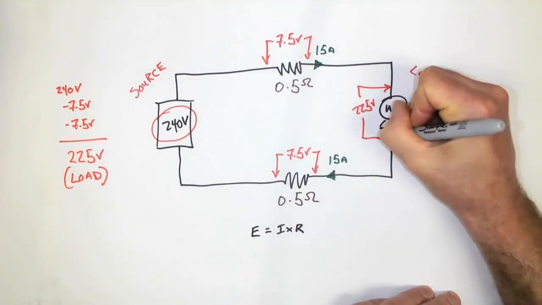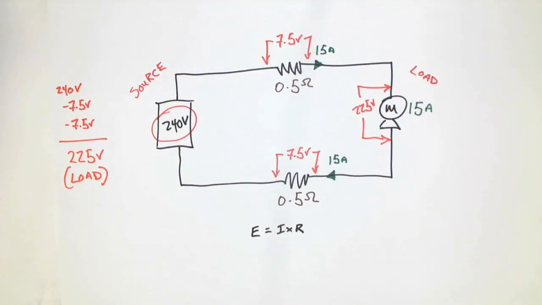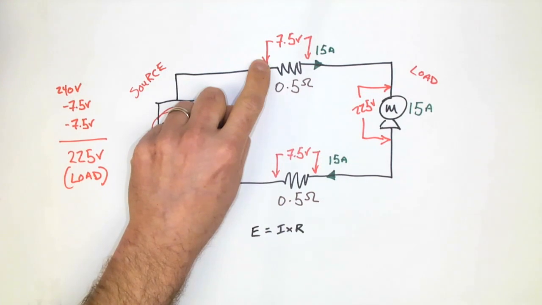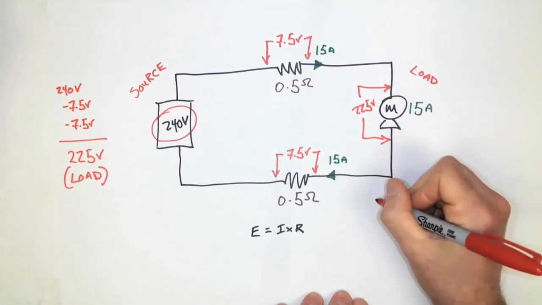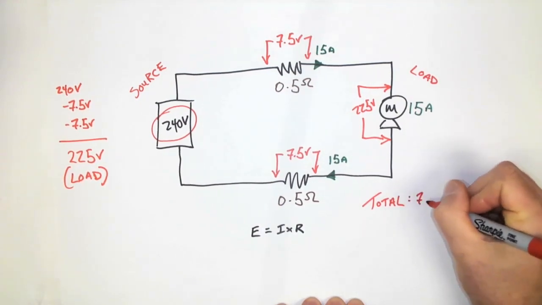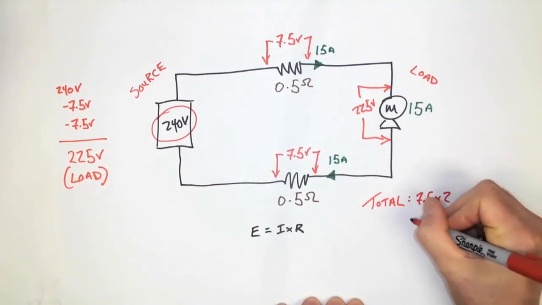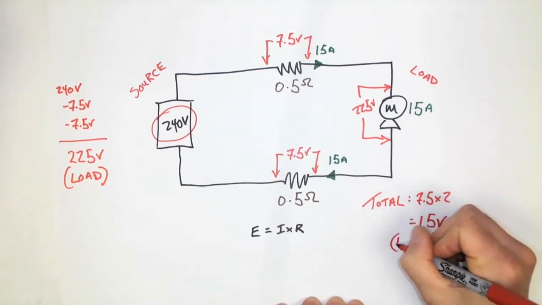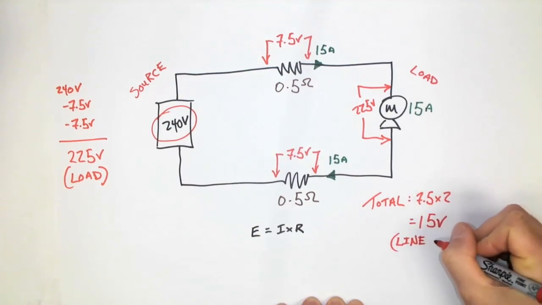All right, so now that we got 225 volts across the load, let's calculate some of the other items that were asked for. So first, what's the total line drop? Well, the total line drop is all of the conductor line drops added together. So total line drop would be equivalent to both of those added, right? 7.5 times 2, which gives me 15 volts. So this would be the total line drop.